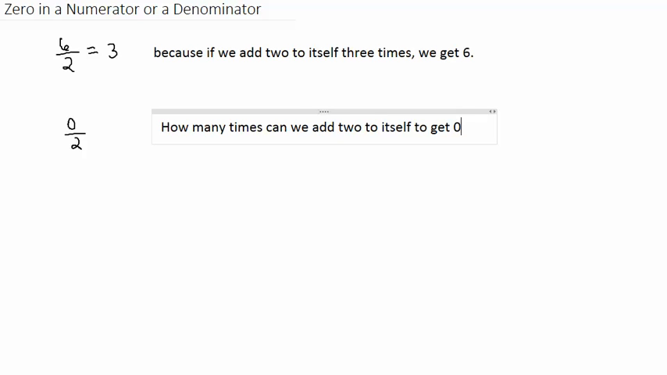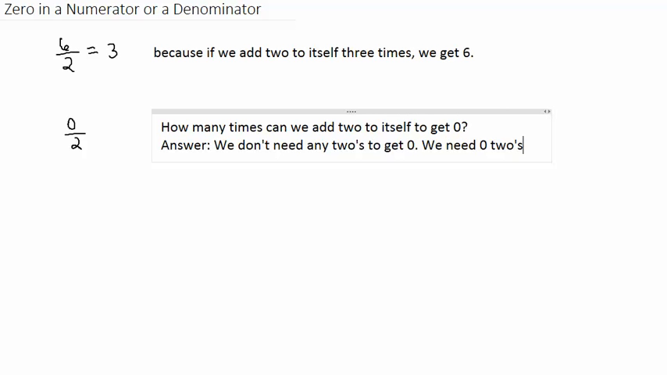The answer is we don't need any 2's to get 0, right? We need 0 2's. So the answer to this, 0 divided by 2, is 0, because it takes 0 2's to reach a total of 0. Okay?